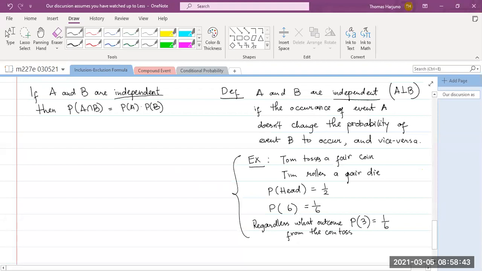So if I look back to this question, for example, what is the probability when both Thomas and Tim toss and roll the die? That will be probability Thomas gets a head and Tim gets a 3 is equal to probability Thomas has a head times probability Tim has a 3. That will be 1/2 times 1/6, which is 1/12.